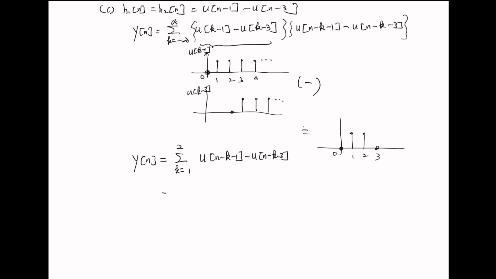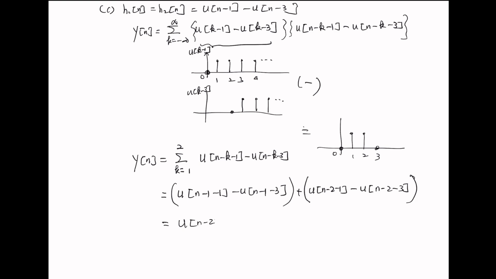Now let's plug in values. Then u of n minus 1 minus 1 minus u of n minus 1 minus 3, when you plug in k equals 1, plus, when you plug in k equals 2, u of n minus 2 minus 1 minus u of n minus 2 minus 3. That is u of n minus 2 minus u of n minus 4 plus u of n minus 3 minus u of n minus 5.